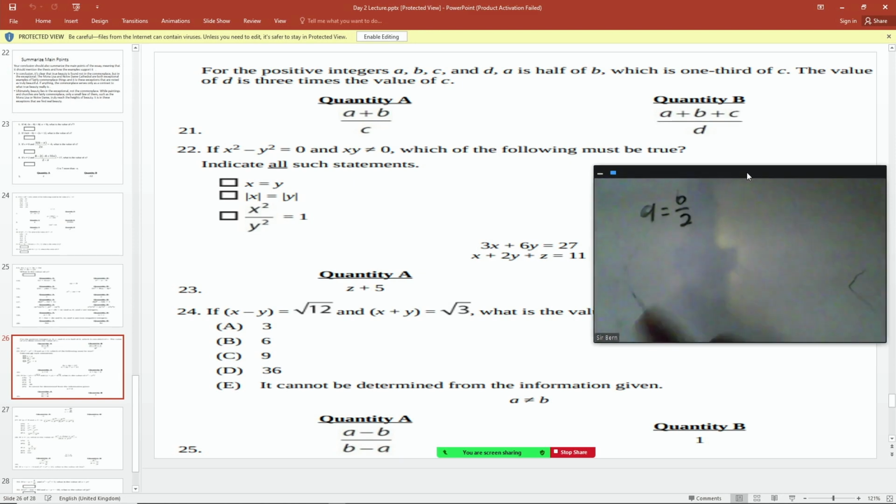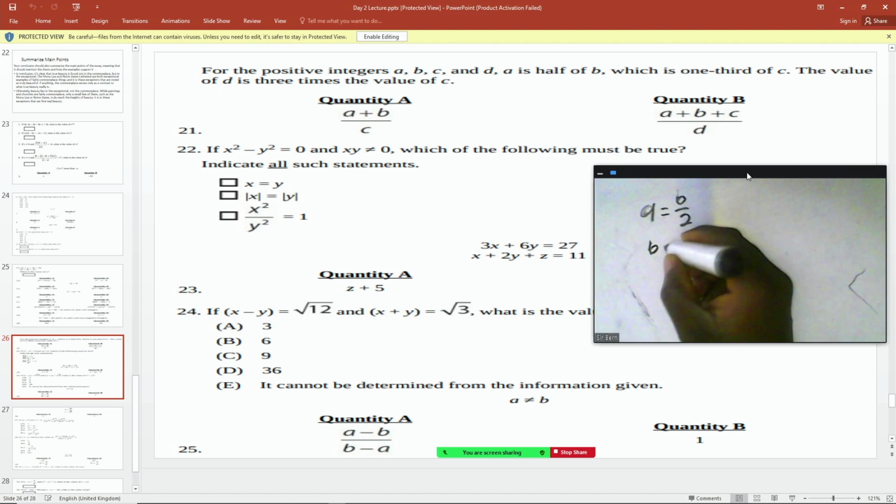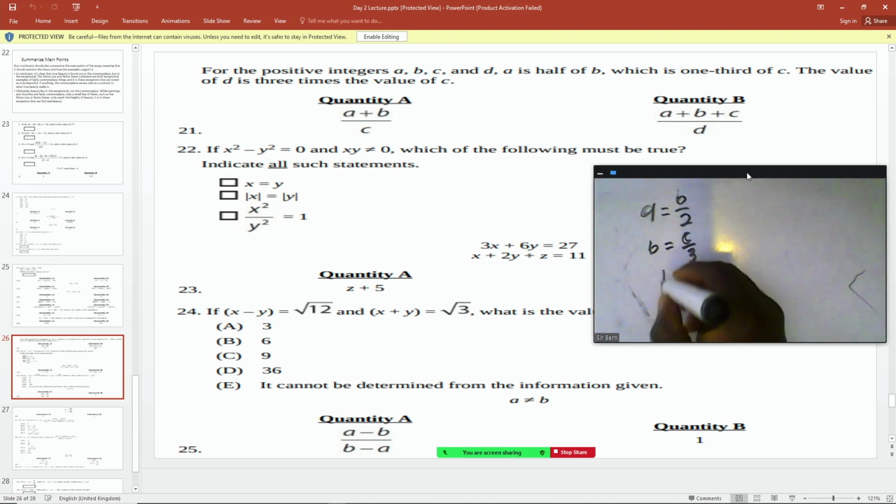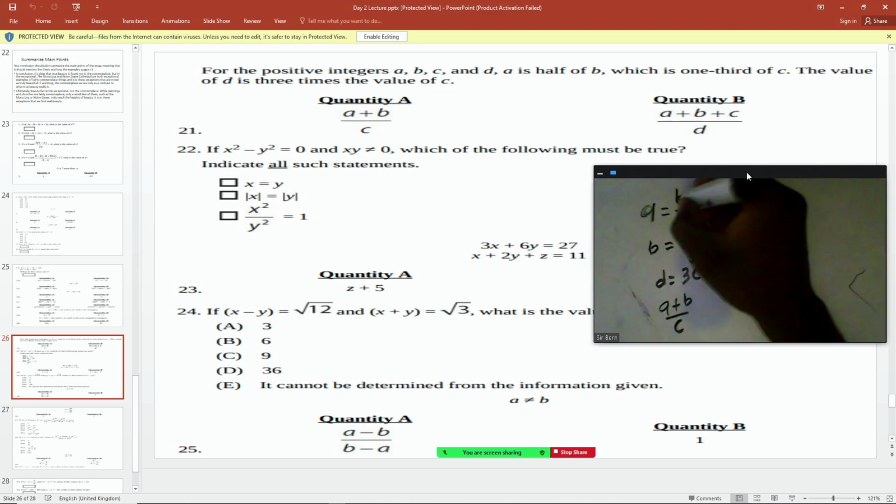So b, they are saying b is 1/3 of c. So b is c over 3, and d is equal to 3 times c. So d is equal to 3c. And quantity A is asking us for a plus b over c. So we want to work everything in terms of a.